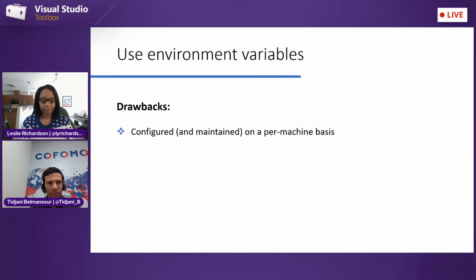The first drawback to be mentioned here is that environment variables are configured and maintained on a per machine basis. So as we mentioned previously, if our application is deployed to a load balanced environment, we'll have to go to each server and configure or maintain this environment variable. What I mean by maintain is that if the value of the environment variable changes, I have to replicate the change on every machine or every server.